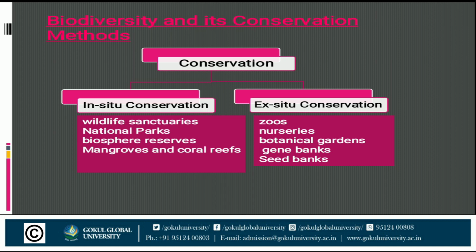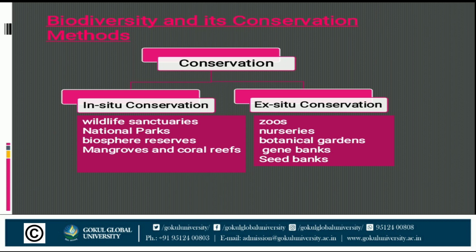Second, in situ conservation has several advantages. First, it is a cost effective method of conserving biodiversity. Second, a large number of organisms can be conserved simultaneously. Third, since the organisms are in a natural ecosystem, they can evolve better and can immediately adjust to different environmental conditions. Examples of in situ conservation are wildlife sanctuaries, national parks, biosphere reserves, mangroves, coral reefs, etc.